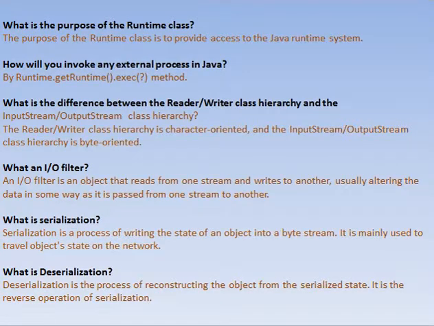What is an I/O filter? An I/O filter is an object that reads from one stream and writes to another, usually altering the data in some way as it is passed from one stream to another. What is serialization? Serialization is a process of writing the state of an object into a byte stream. It is mainly used to travel object's state on the network. What is deserialization? Deserialization is the process of reconstructing the object from the serialized state. It is the reverse operation of serialization.